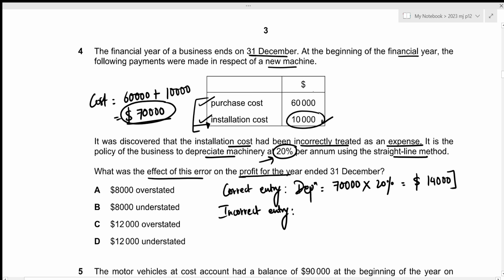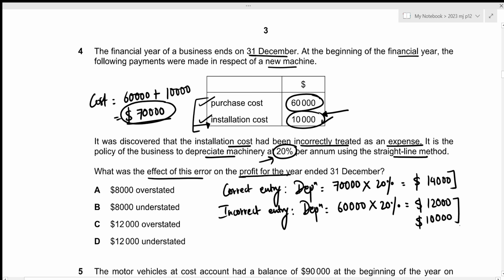We only included 60,000 as the cost of the machinery. So the depreciation will be charged on 60,000. And then we just multiply it by 20%, which is the rate of depreciation, which gives our incorrect depreciation to be 12,000. And also remember that we treated 10,000 as revenue expenditure, which means that this was also treated as an expense in our statement of profit or loss.